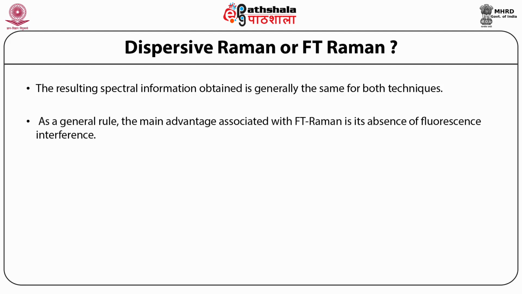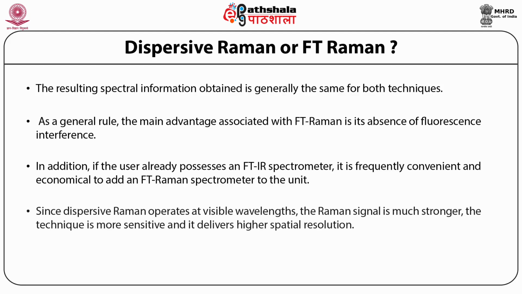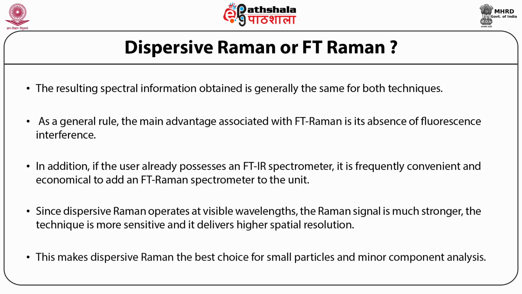As a general rule, the main advantage associated with FT Raman is its absence of fluorescence interference. In addition, if the user already possesses an FTIR spectrometer, it is frequently convenient and economical to add an FT Raman spectrometer to the unit. Since Dispersive Raman operates at the visible wavelengths, the Raman signal is much stronger. The technique is more sensitive and it delivers higher spatial resolution. This makes Dispersive Raman the best choice for small particles and minor component analysis.